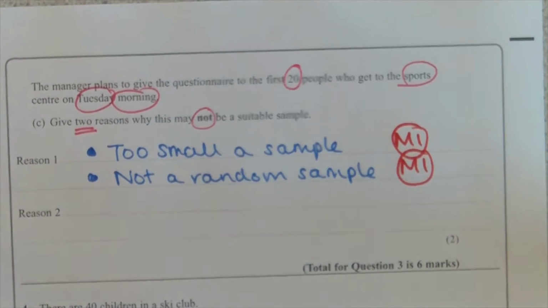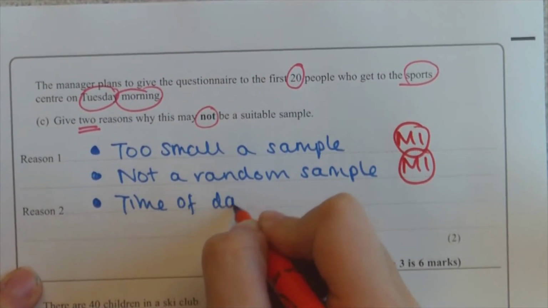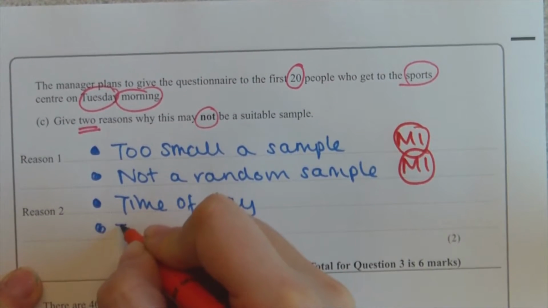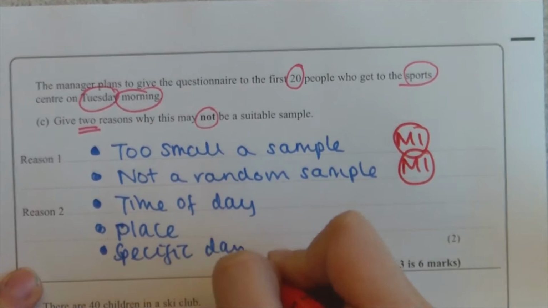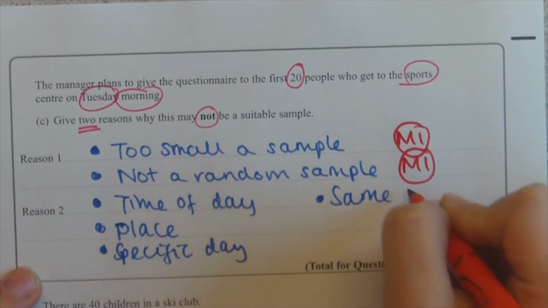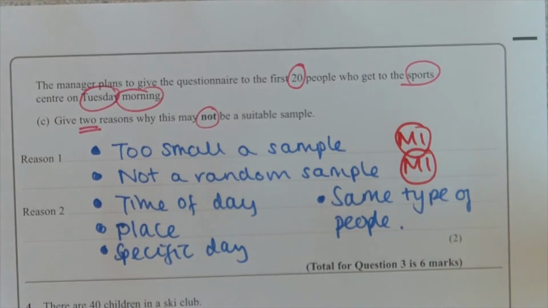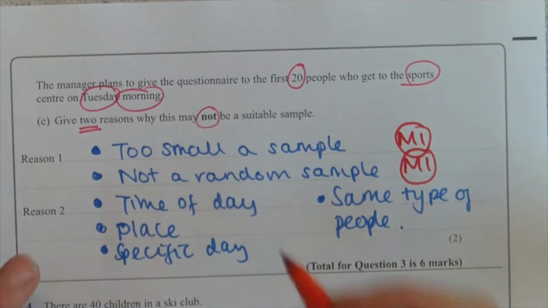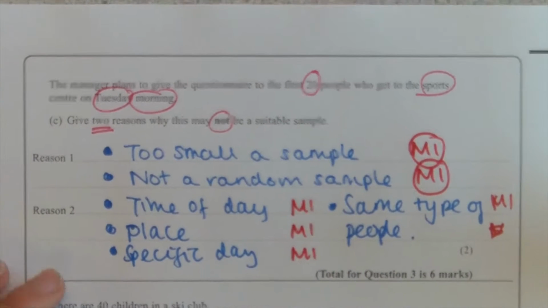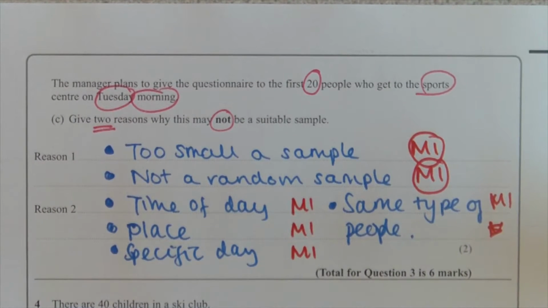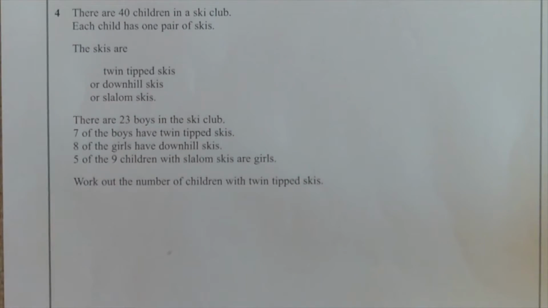However, you could have also written other reasons which would have given you a mark. So, you could have talked about the time of day it was, the place, so it's a specific place, he's picked a specific day. This all means he's going to be asking the same type of people, so our data is not going to be as reliable. So any one of these I've just written down with the bullet points will also give you a mark, so any 2 out of those 6 bullet points will give you the 2 marks you need.